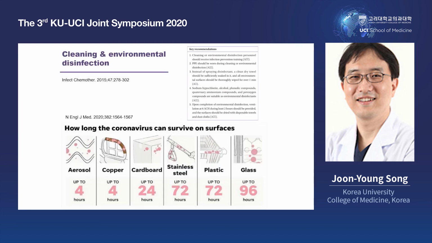Environment control is also important because COVID-19 can spread through contaminated environments and fomites. Since SARS-CoV-2 can survive for 4 hours in air, 24 hours on cardboard, 3 days on stainless steel or plastic material, and 4 days on glass material, ventilation and environment cleaning is important. It should be thoroughly disinfected by rubbing with an environment disinfectant with sodium hypochlorite or quaternary ammonium compounds.